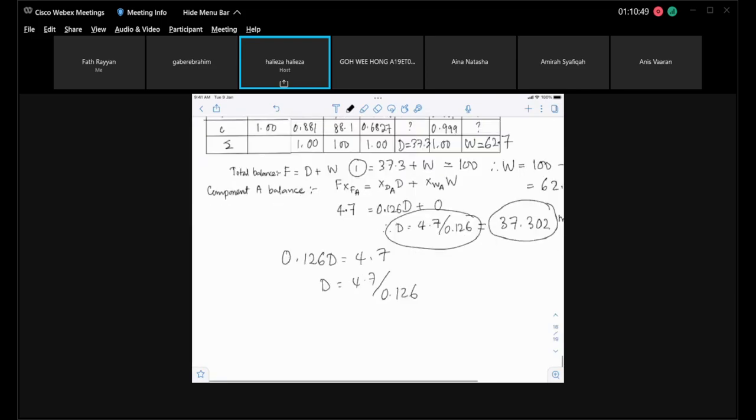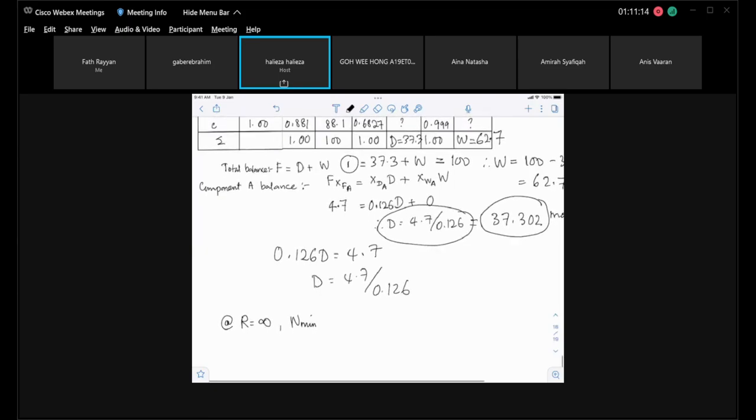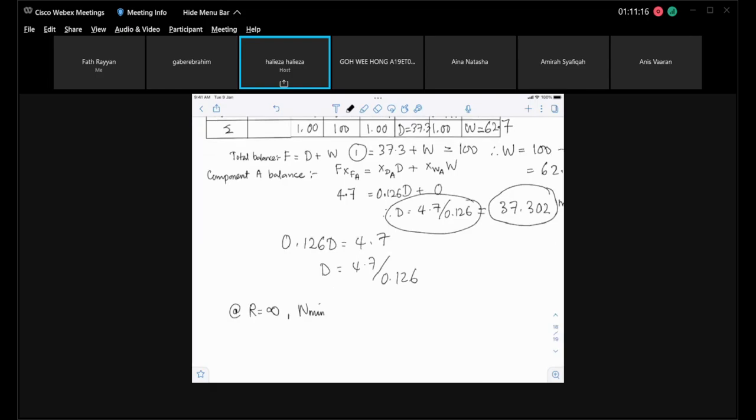And next, for part A, you need to calculate the number of stages at total reflux, at R equals infinity. What is N min? For part A, we need to calculate the distribution, the concentration of A in the bottom.